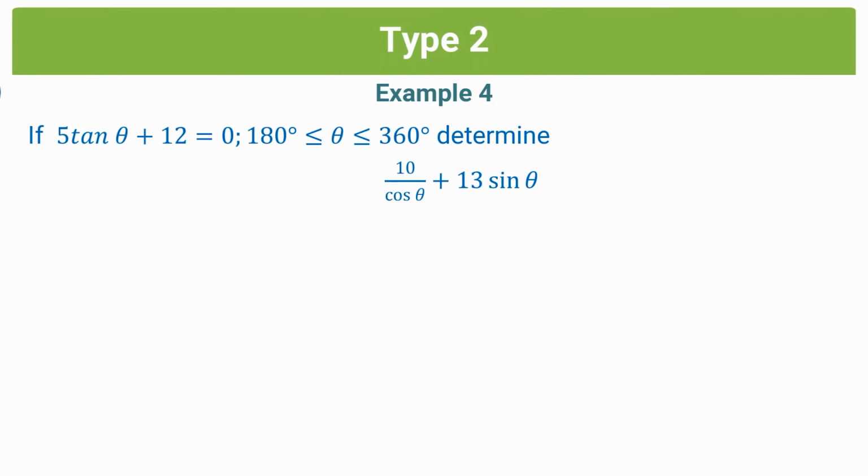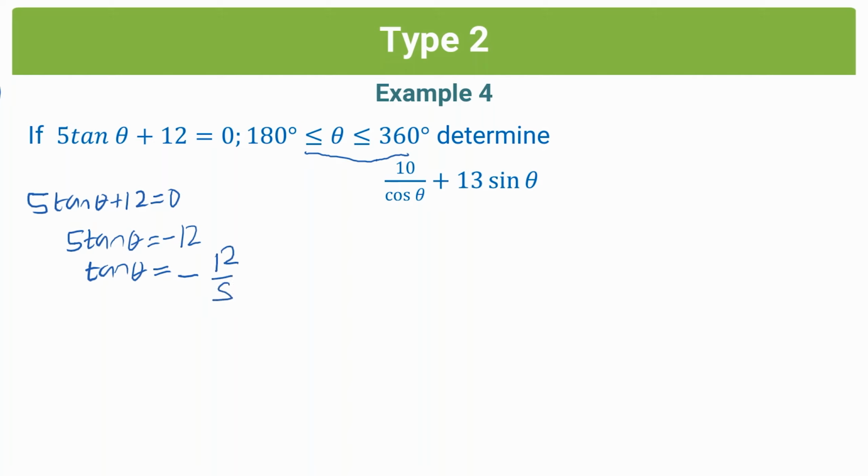Example 4. We are asked to find the value of 10 over cos theta plus 13 sine theta if 5 tan theta plus 12 is equal to 0, and we are told that theta lies between 180 and 360. Step 1, get into the form trig function equals number. So we have 5 tan theta plus 12 equals 0. Step 1, we'll take the 12 across. So that would be then 5 tan theta equals -12. We can divide the entire equation by 5 to move the 5 across, and that becomes -12/5.